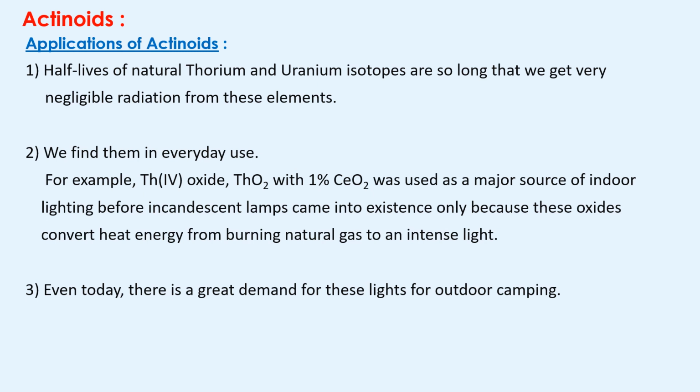First, the half-life of natural thorium and uranium is so long that we get very negligible radiation from these elements. Similarly, we find in everyday use thorium oxide with 1% CeO2 as a major source of indoor lighting before the incandescent lamp came into existence. Even today there is a great demand for this light for outdoor camping.